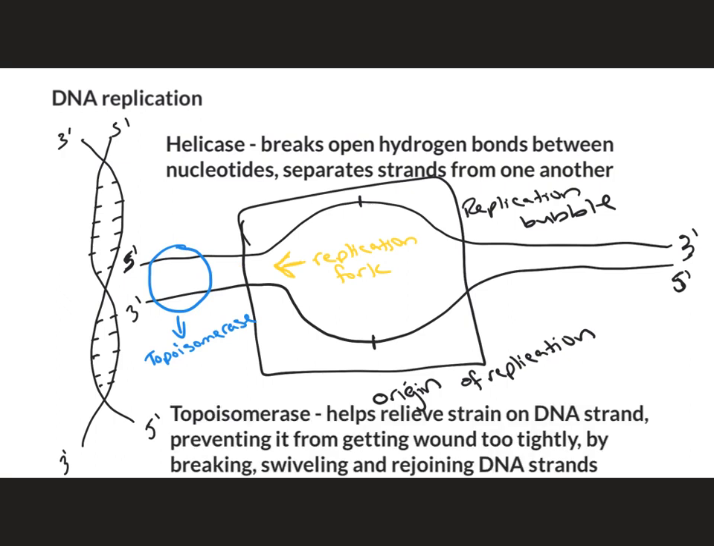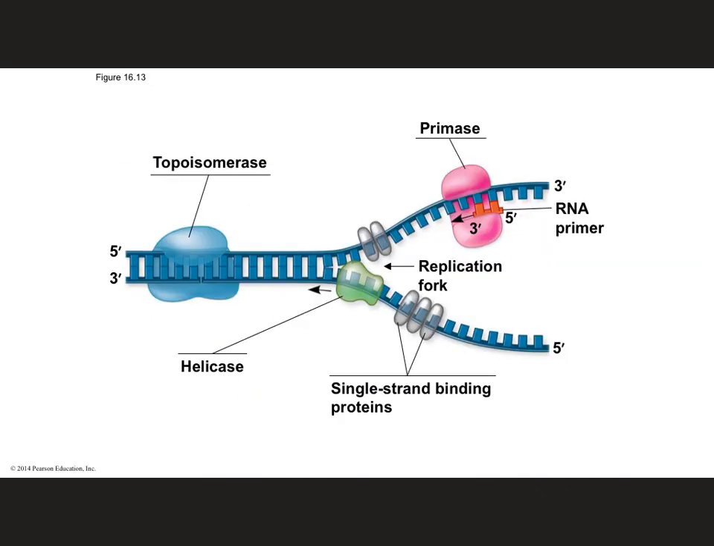So now that we have the replication bubble opened up by the helicase enzyme, let's take a look at how the replication of the DNA occurs. The next enzyme that is going to be needed is primase. Primase synthesizes an RNA primer at the 5' end of what's going to be called the leading strand, and at the 5' end of each Okazaki fragment of the lagging strand.